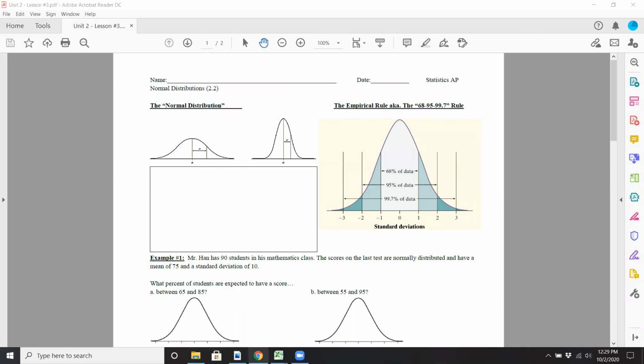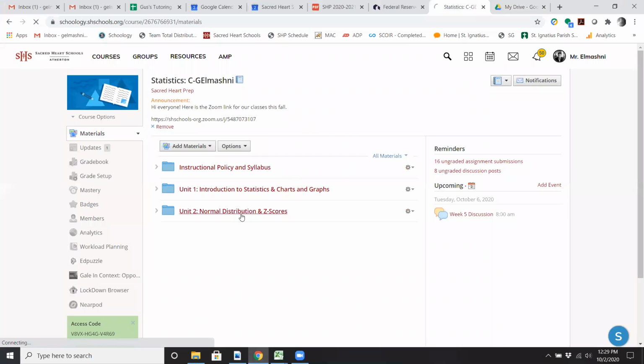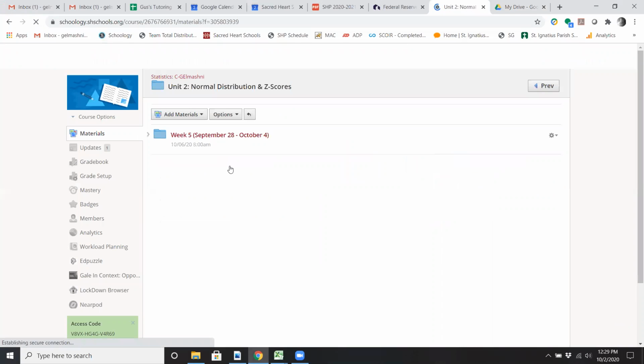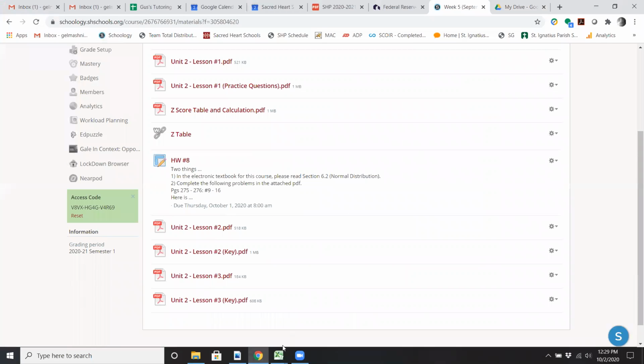And if you actually do go to Schoology, here we go. Unit 2, obviously week 5, and you can locate the notes right here.